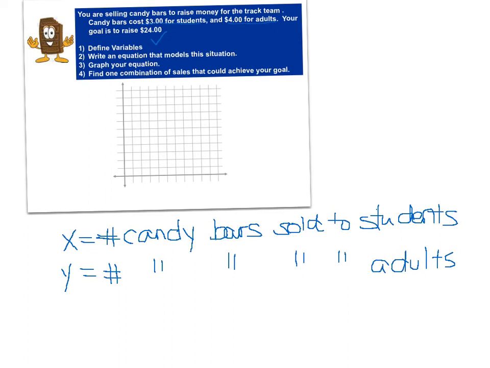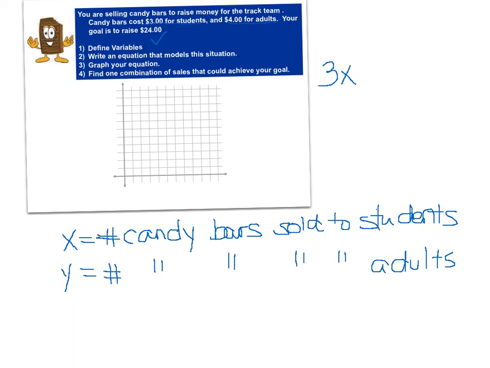The next thing we need to do is write an equation that models the situation. The amount of money that's going to come in from the candy bars sold to the students is going to be $3 times the amount of candy bars sold to students. So if we sold 1 candy bar, we'd get 3. If we sold 2 candy bars, we'd get $6, 3 candy bars, $9, etc.